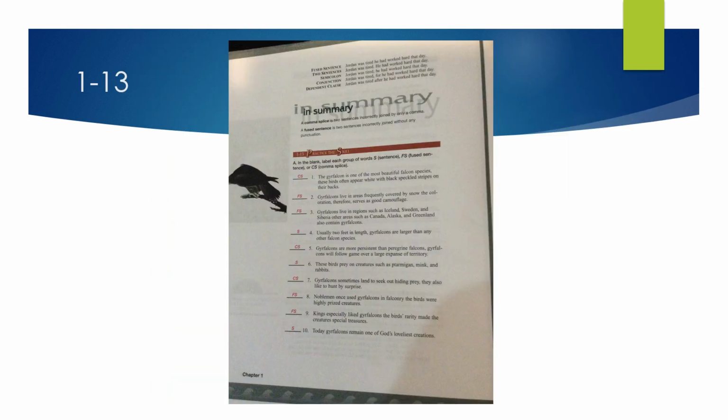1-13, sentence, fuse sentence, or comma splice. Nothing tricky there. Fuse sentence and comma splice is easy to figure out if you say it out loud. If there's a big pause, naturally a big pause, you native English speakers out there, then it's going to be a fuse sentence or a comma splice if there's no other punctuation there.